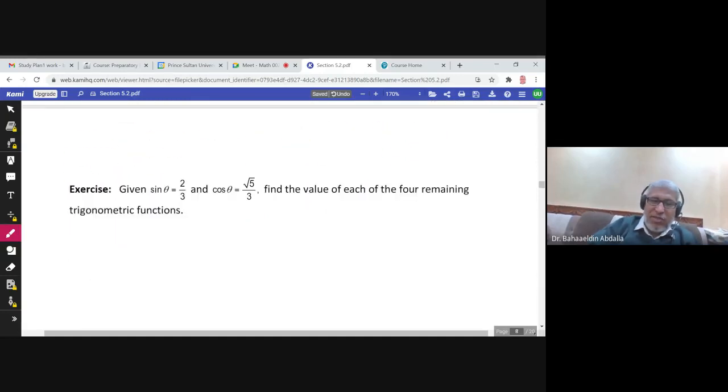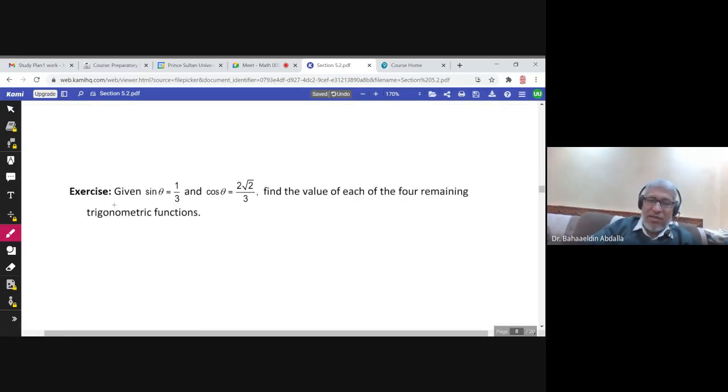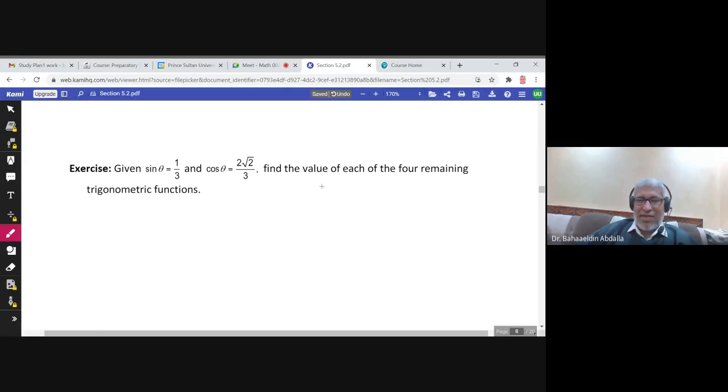This is another question, exactly the same. Please do it by yourself. And this is another question, also exactly the same. You have sine and cosine. Find the value of the other 4 remaining trigonometric functions.